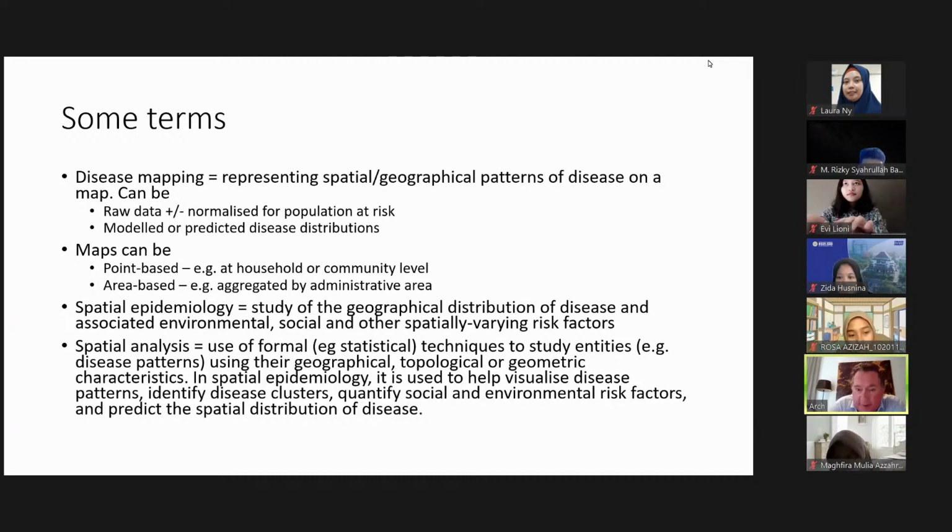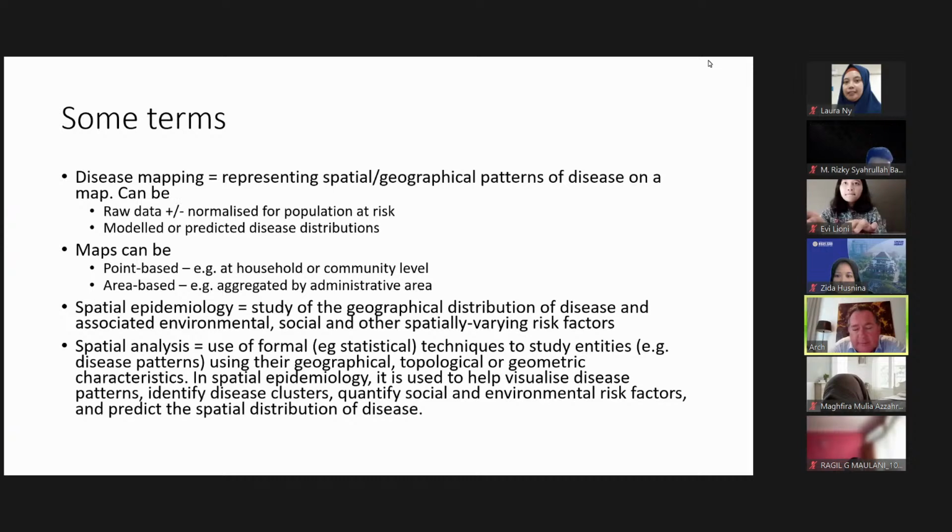And then another term is spatial analysis. A formal definition is the use of statistical methods or other types of analytic method to study entities, which in our case would be disease patterns, using their geographical, topological, or geometric characteristics. Primarily, in the case of spatial epidemiology, we focus on the geographical characteristics, so the location of disease events and how that relates to factors in the environment.